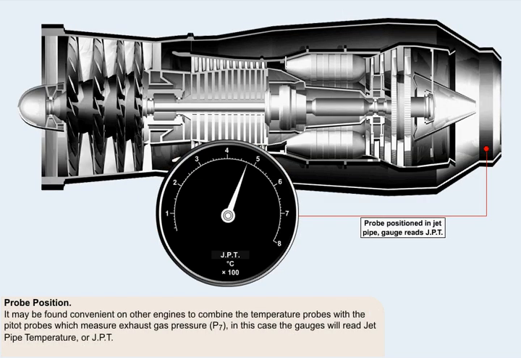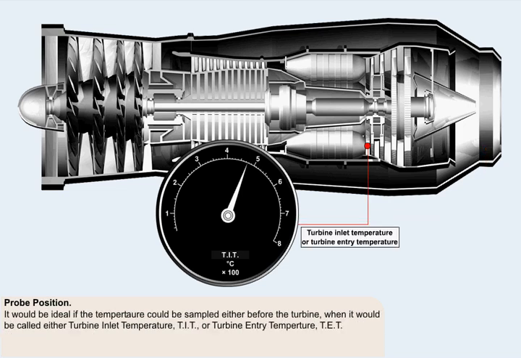On other engines, it may be found convenient to combine the temperature probes with the pitot probes, which measure exhaust gas pressure, P7. In this case, the gauges will read jet pipe temperature, or JPT.